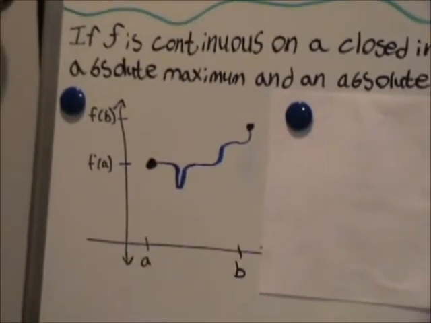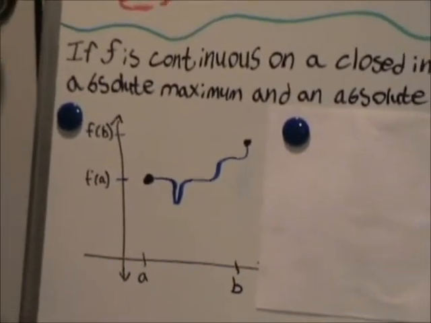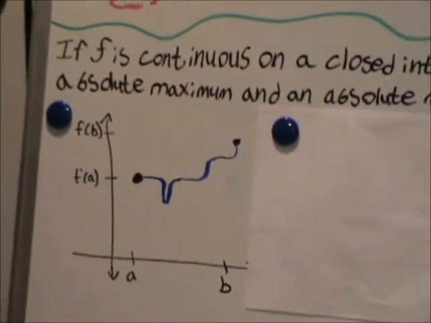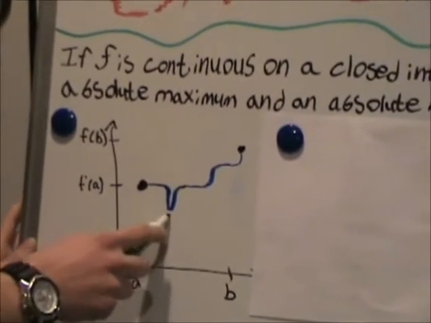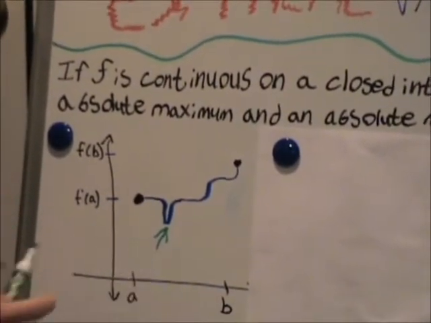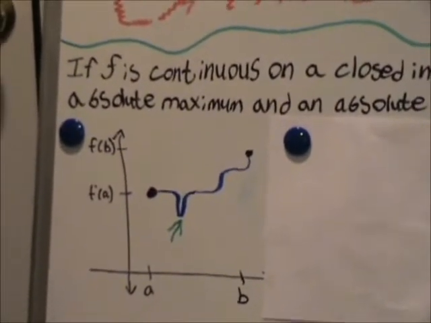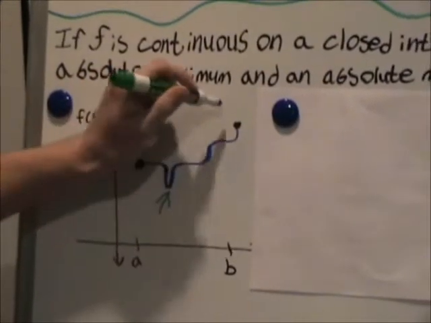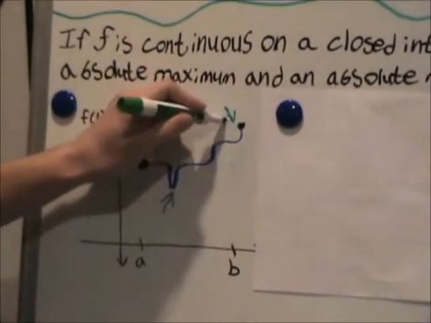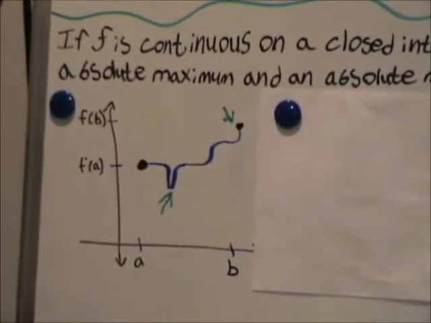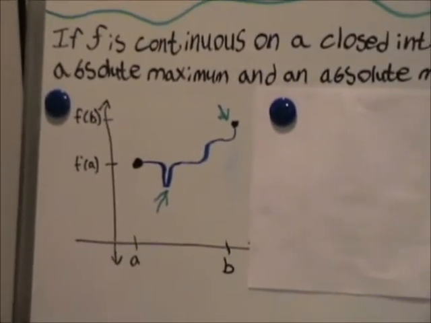And there is an absolute minimum and an absolute maximum value on this graph. The absolute minimum value is quite clearly right there because it's the lowest. And the absolute maximum value is on an endpoint at b. So that's right there. The absolute maximum can be on an endpoint or amongst the function in the middle.